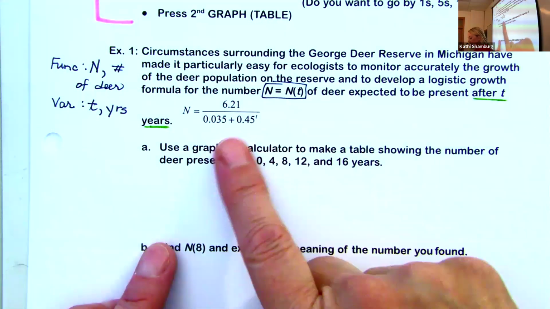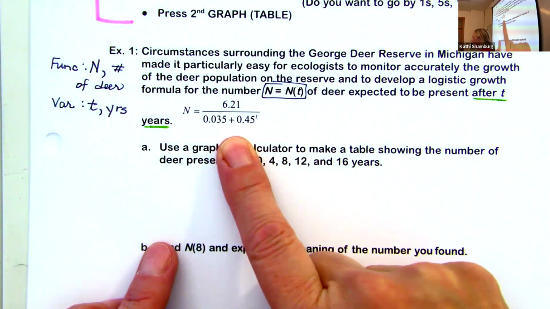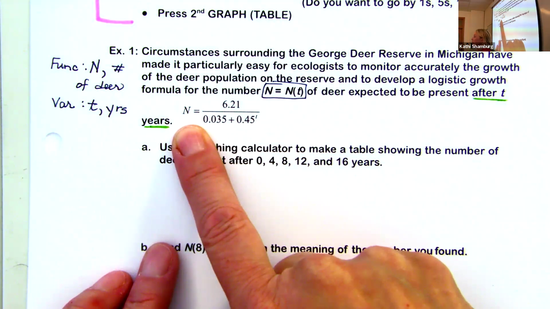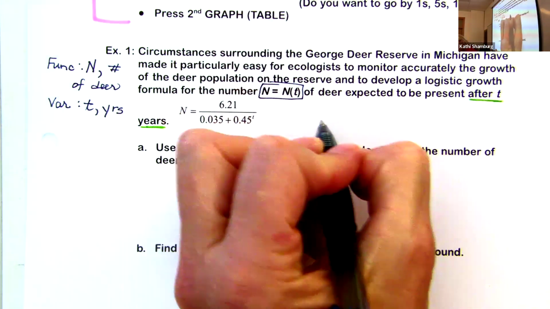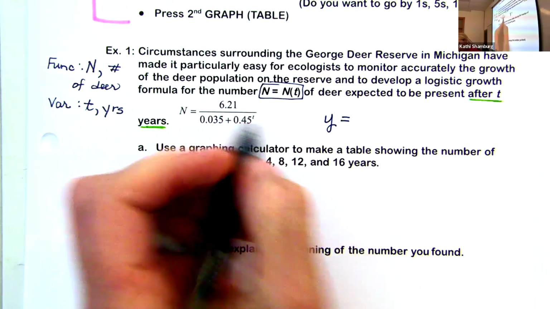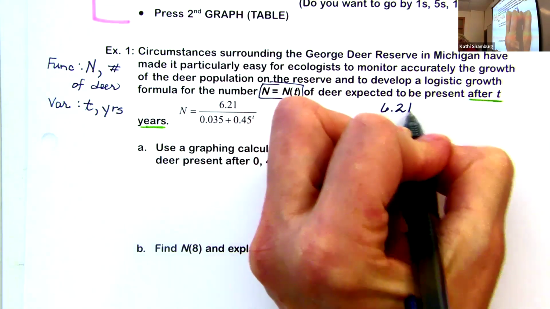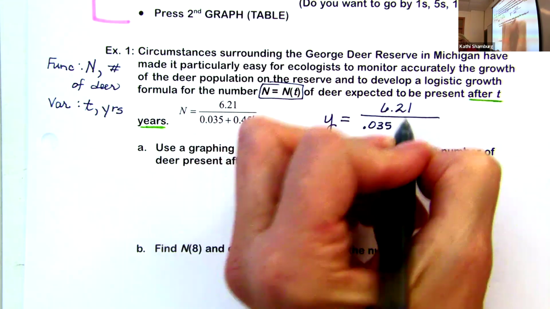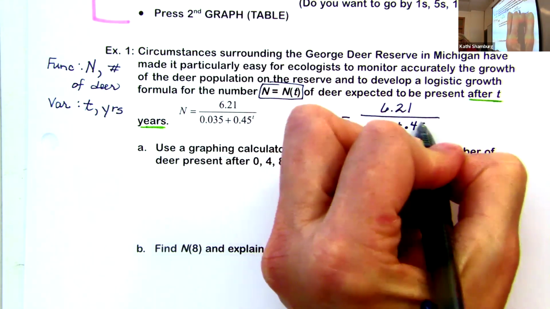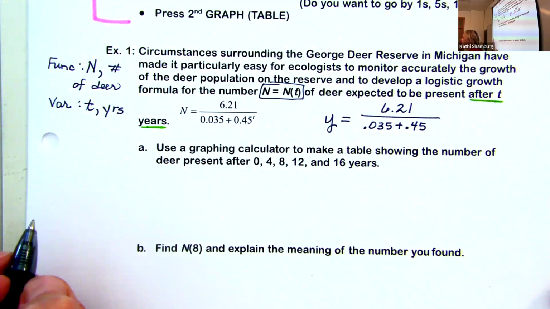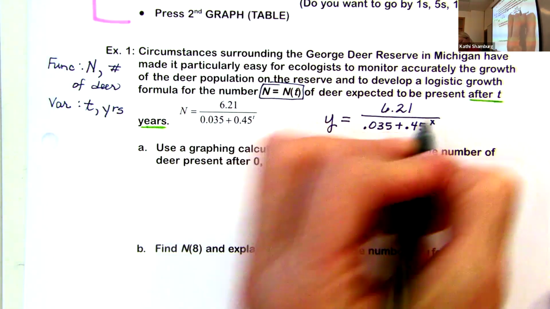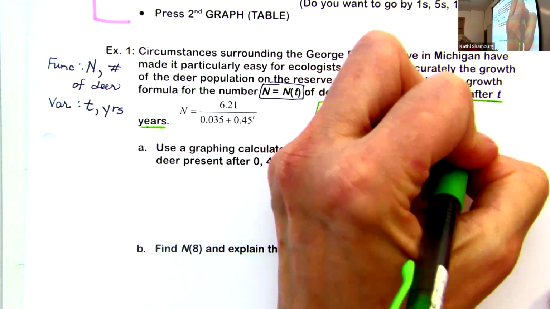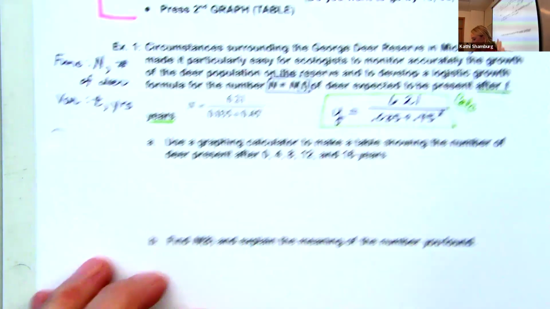But now what we're going to do is we're going to put this equation into our calculator. So what do we put in place of the N? Y. That's your y. We're going to rewrite the equation as y equals, it's still 6.21 over 0.035 plus 0.45, but raised to the x. All right, so this is what you're going to enter into your calculator. So let's go ahead and do that.